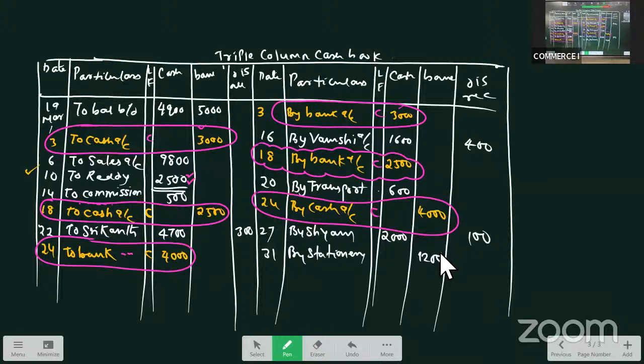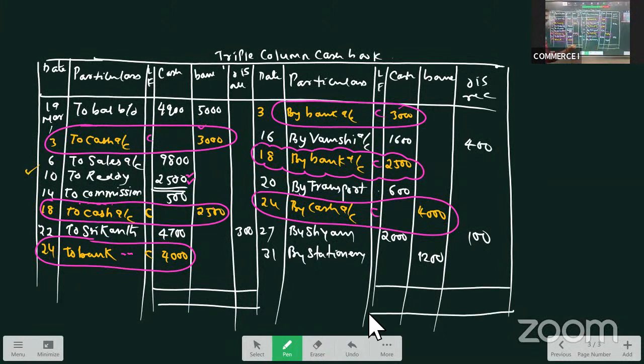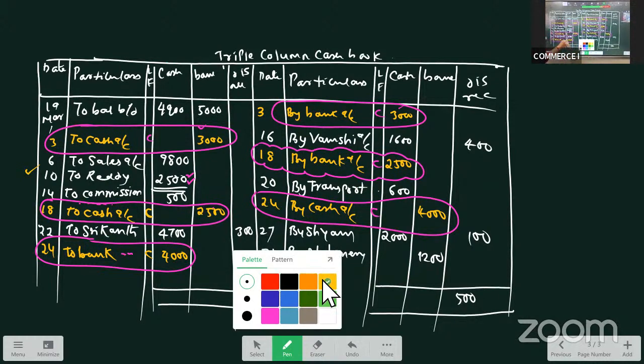Okay, now what is left? It is the balancing part. As I said, we are not allowed to use calculators. So you have to get a little perfection in additions and subtractions. Okay, so let us see, as you know, cash will always show debit balance. So let us see what is the total on the debit side of cash.